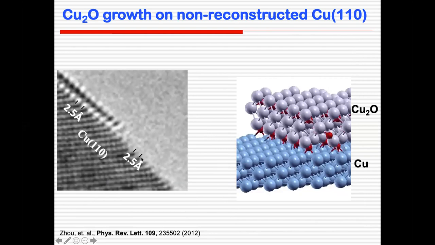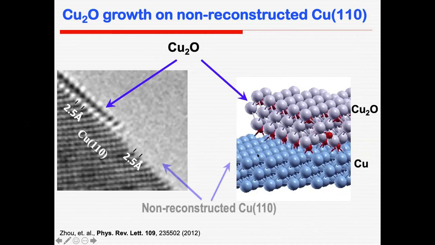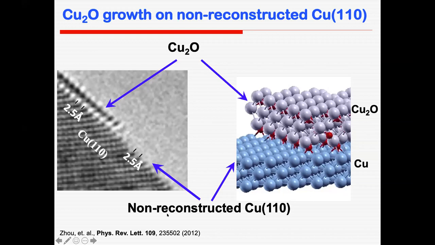Which means the oxide forms directly on the unreconstructed surface. So for this process, the oxide growth does not involve any surface reconstruction. This is different from a perfect single crystal surface. I will talk about later why it's like that.